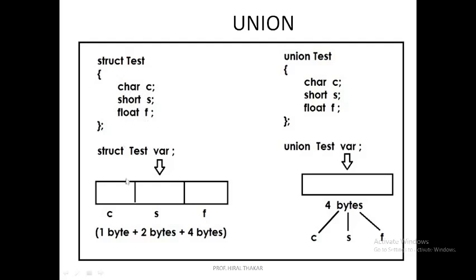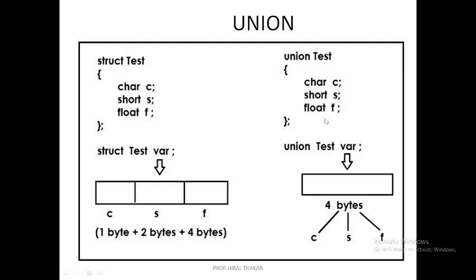So what will happen? In the memory, it will get space allocated like this. Character will occupy 1 byte, short integer will occupy 2 bytes, and float will occupy 4 bytes. This is the memory allocation mechanism of structure.